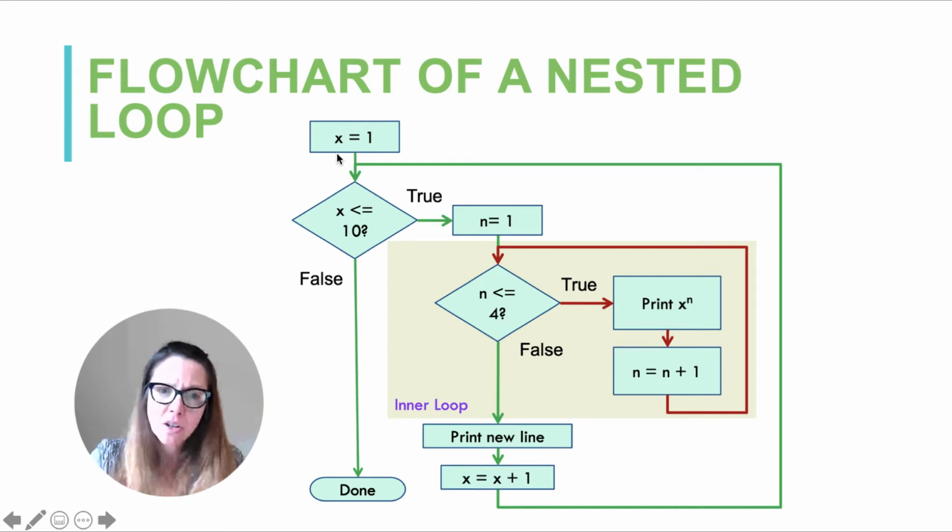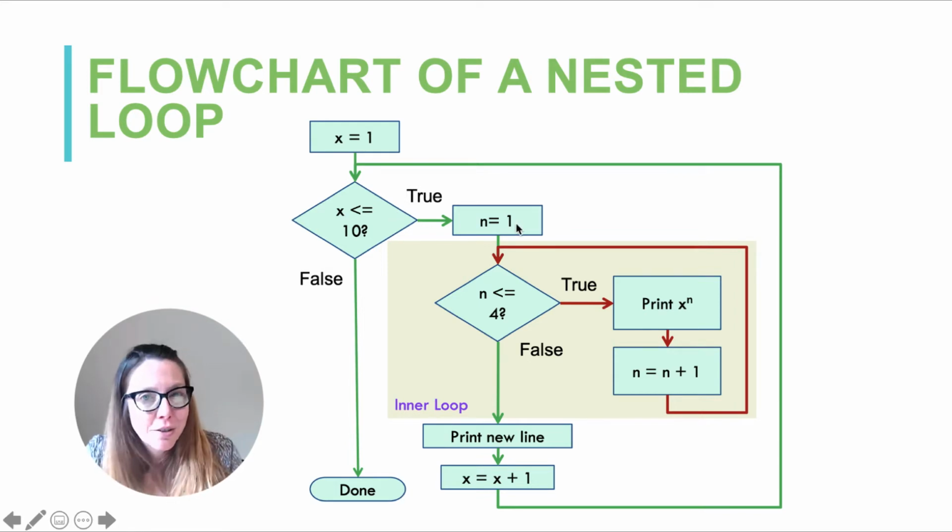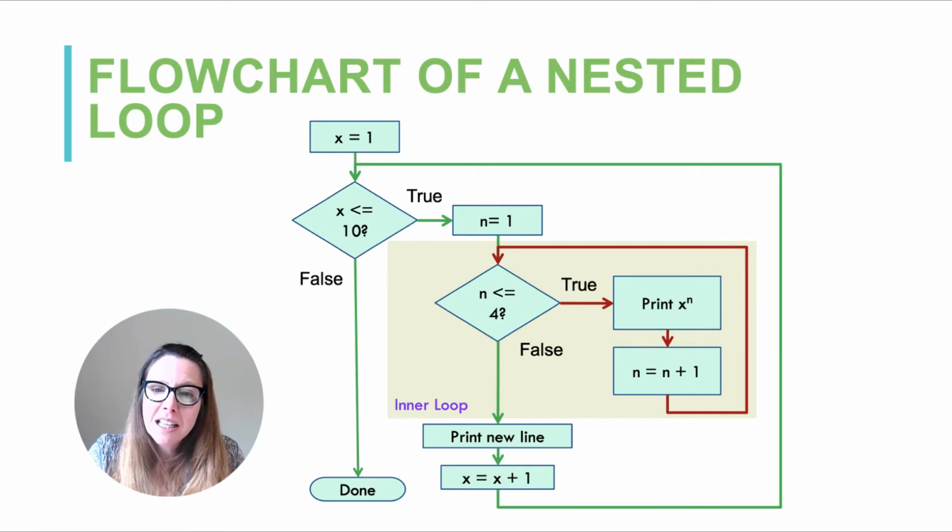We enter with x equal to 1. And the condition that we're checking is that x is less than or equal to 10. In the previous example, that was x less than 11. The same works with x less than or equal to 10. And if that's true, we enter the inner loop. We set n equal to 1, and we carry on within that inner loop as long as n is less than or equal to 4.